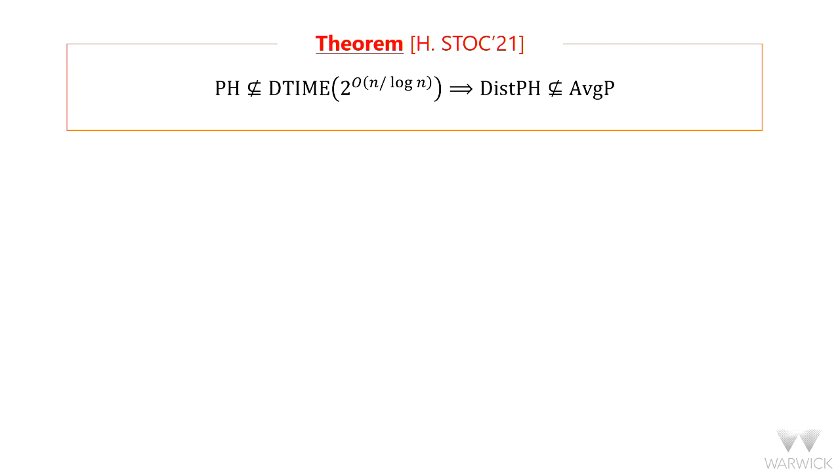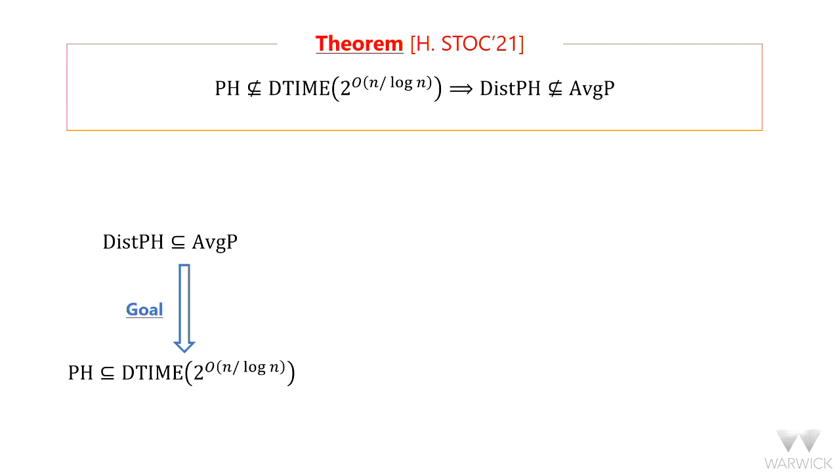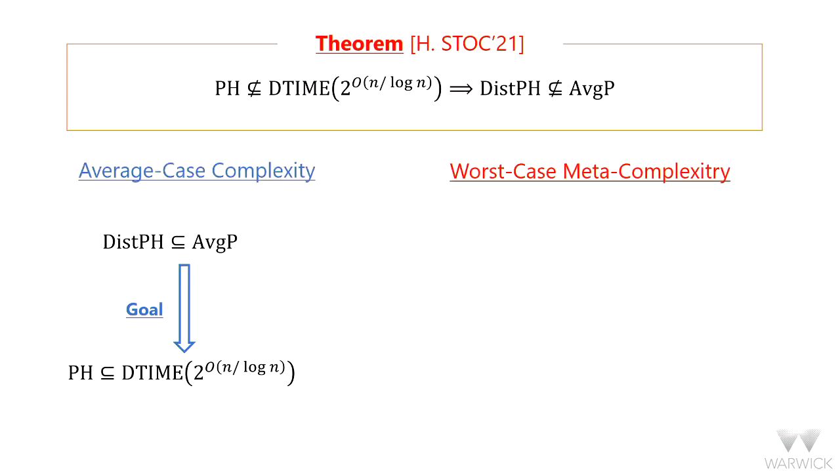As an example, let's consider the worst-case to average-case reduction for pH, and let's explain how we can prove this result. So first, let's take the contrapositive. We start from the assumption that pH is easy on average, and then we'd like to get a worst-case algorithm. That's our goal. And the statement has nothing to do with metacomplexity, and it's purely about worst-case and average-case complexity, but the proof goes through the idea of worst-case metacomplexity.